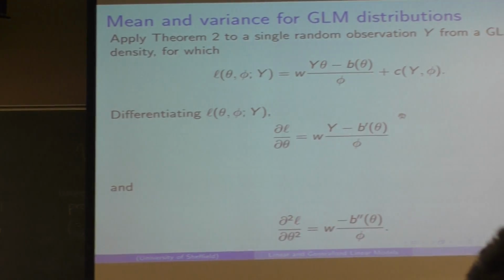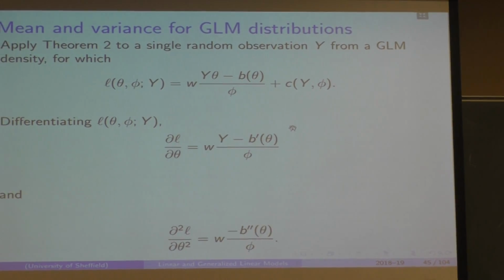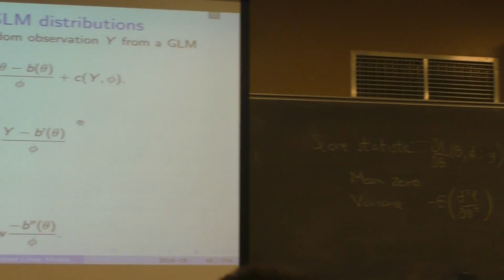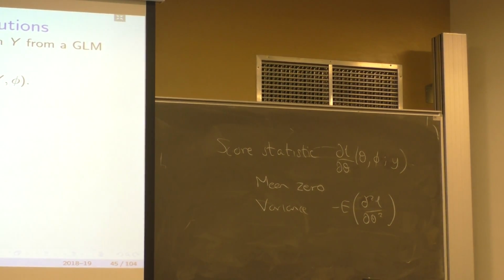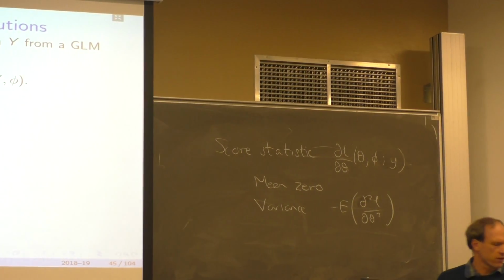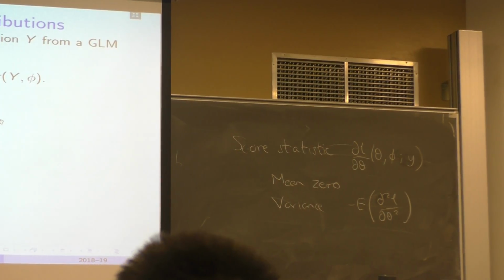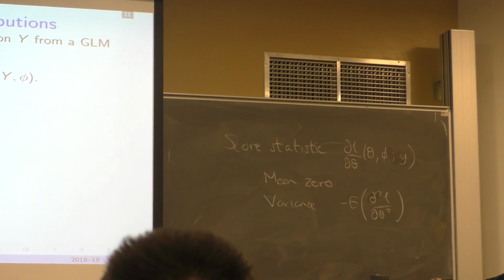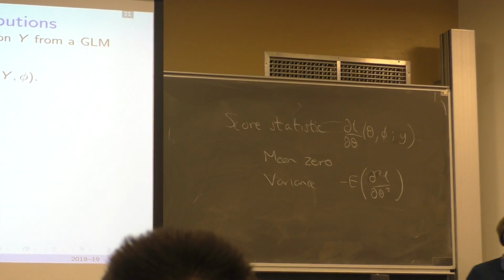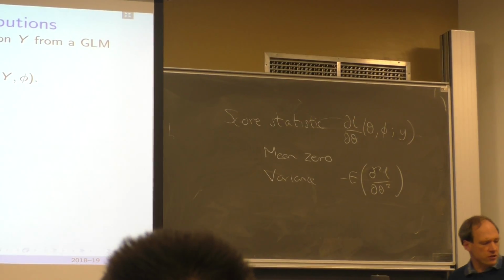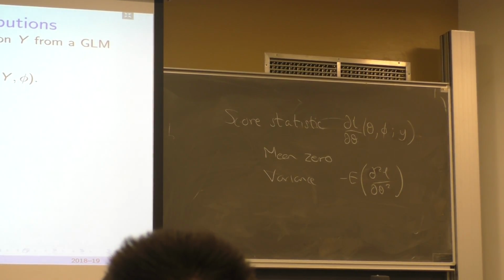So we have these facts where we're applying these results about the score statistic. The score statistic is defined as the derivative of the log likelihood at our true values, theta and phi, given an observation y from our distribution. There's a theorem, theorem 2, which says that the score statistic, which is a random variable because it depends on y, which itself is random, has mean 0, and has variance given by minus the expectation of the second derivative of the log likelihood.